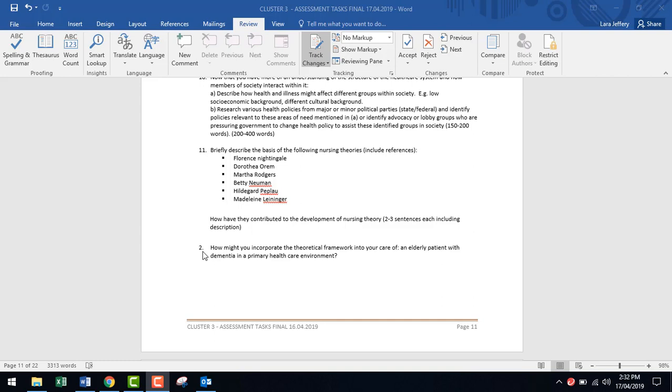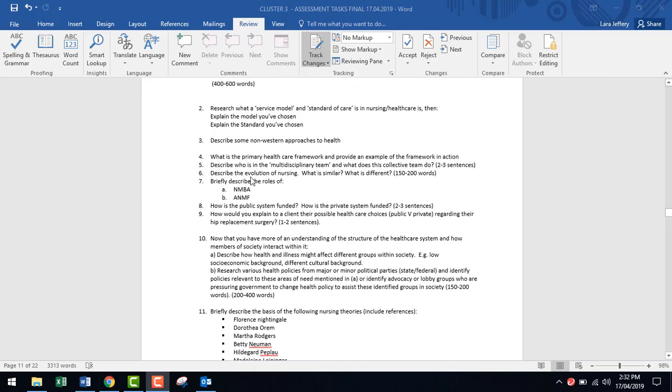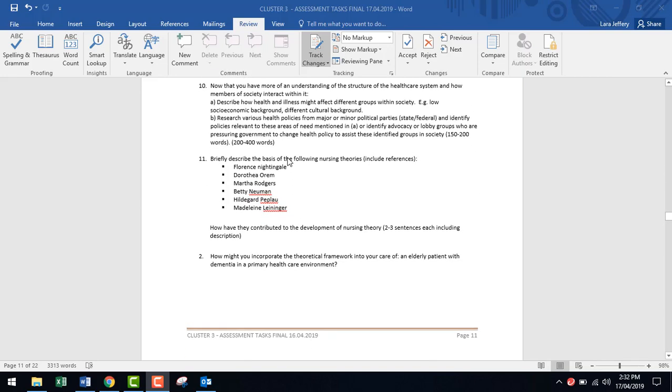How might you incorporate the theoretical framework into your care of an elderly patient with dementia in the primary healthcare environment? Okay, so we've already described back up here what primary healthcare is. How might you match one of these theories with a patient with dementia in the primary healthcare environment? Okay, and that's it.